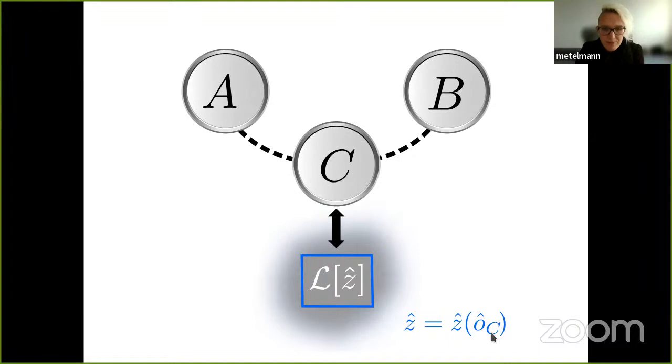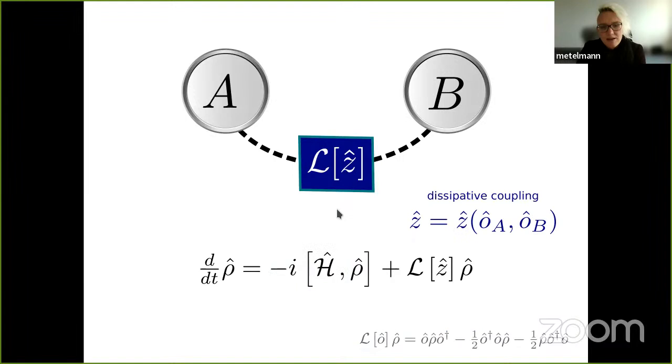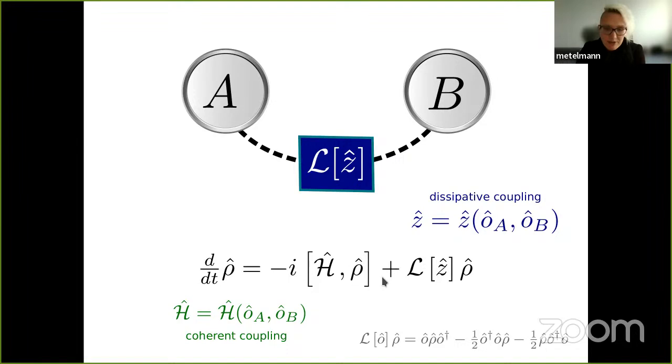And under the assumption that this system C is strongly damped, and we can assume that it's in a steady state, we can adiabatically eliminate it and then arrive at a new form where we have a master equation now for the density matrix of the system A and B together, which has now something which I call a dissipative coupling, where our jump operator is depending not only on A, but also on B. That's a non-local jump operator one can think of. And this kind of coupling mediates this dissipative process. To notice, if we couple these two systems, and we will see an example in a second, we should always be aware that we also can get some coherent coupling mediated by our auxiliary system.